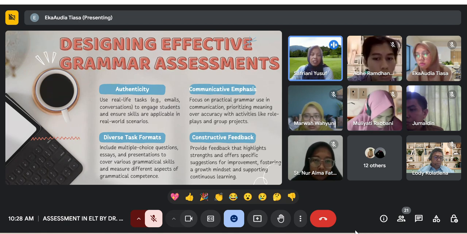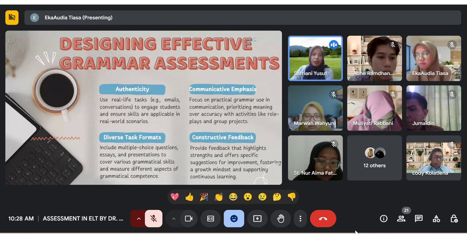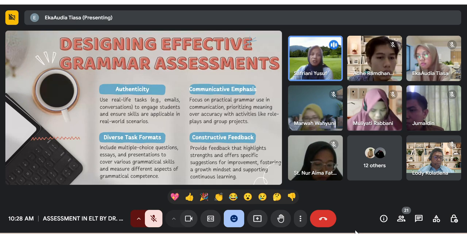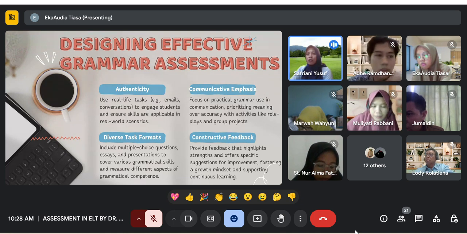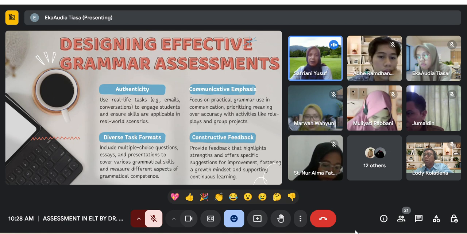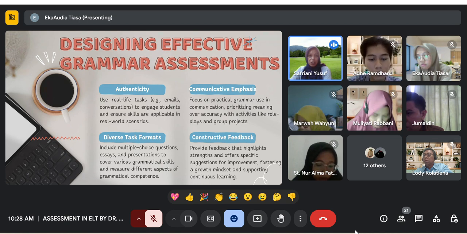Authenticity. Assessments should reflect real life language use by incorporating tasks that students are likely to encounter beyond the classroom, like emails or conversations. The next is communicative emphasis, focus on practical grammar use in communications.